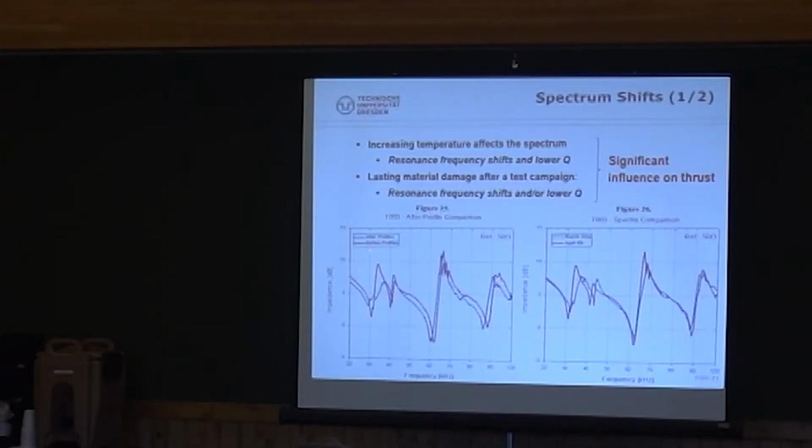This red curve is the impedance of the thruster before the experiments that we do, and the blue one is after the experiments that we do. And you see, this is just an influence of the temperature: the Q factor of the first peak is gone. The peak is gone.